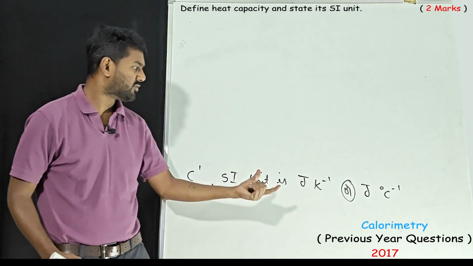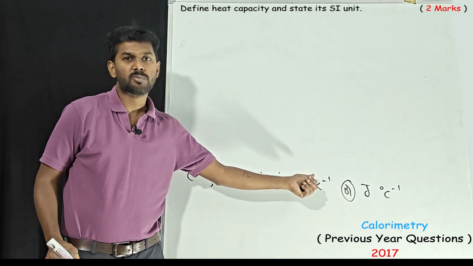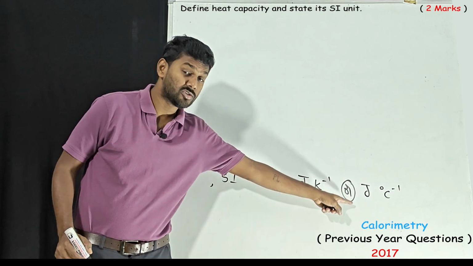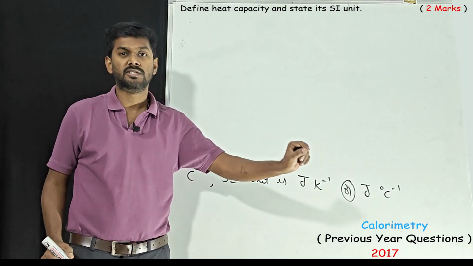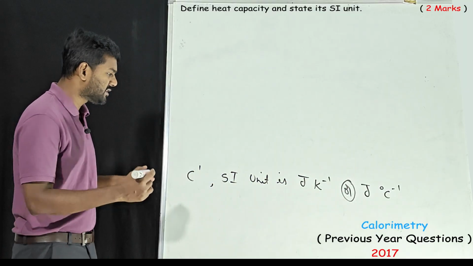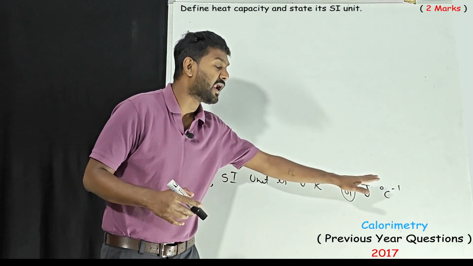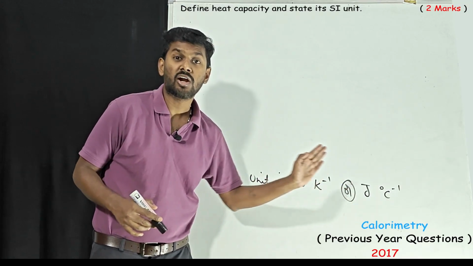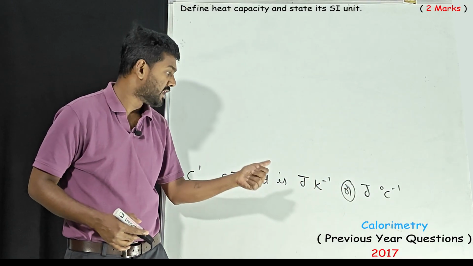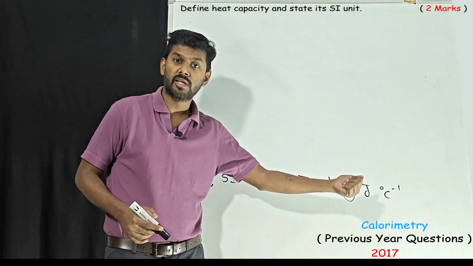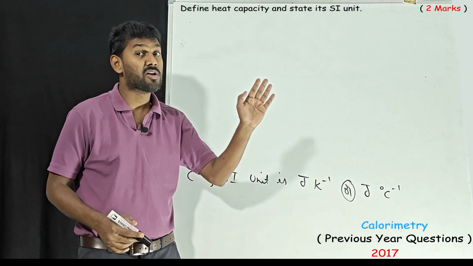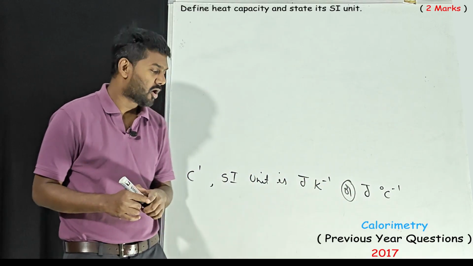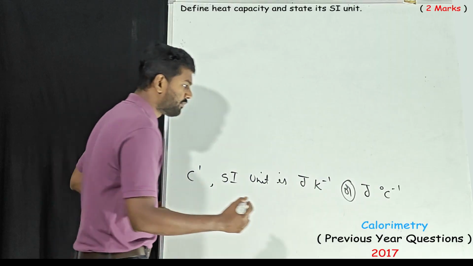Most of the time in numericals they'll use joules per Kelvin, but sometimes they can also use joules per degree Celsius. Both are the same. A few students will be confused with Kelvin and degree Celsius. Here we are not converting it. I'm telling you per Kelvin and per degree Celsius both are the same. Here we are not converting it. Keep that in mind. Okay, see, I'll give you one example.